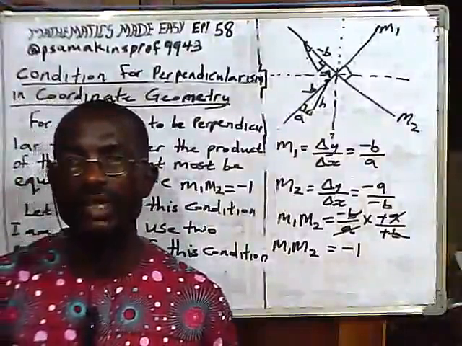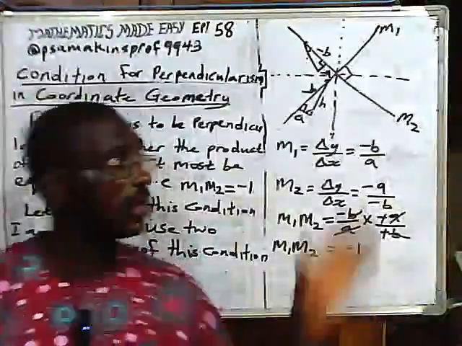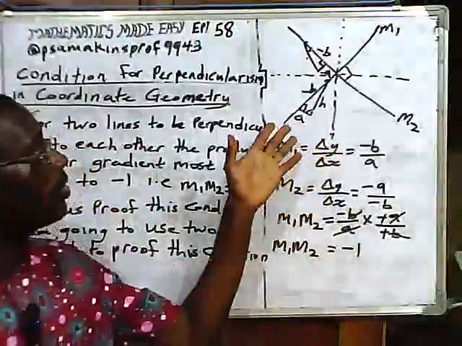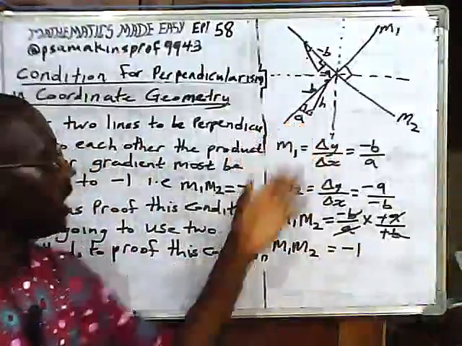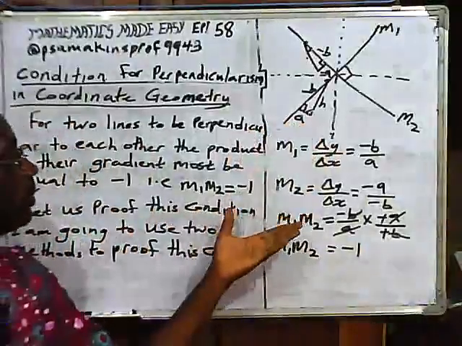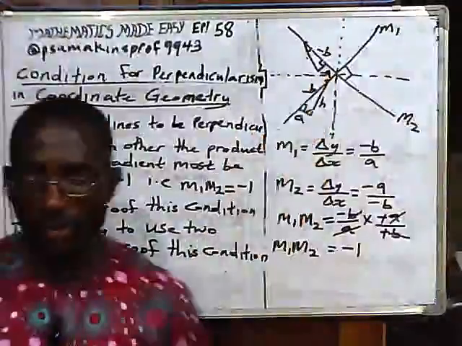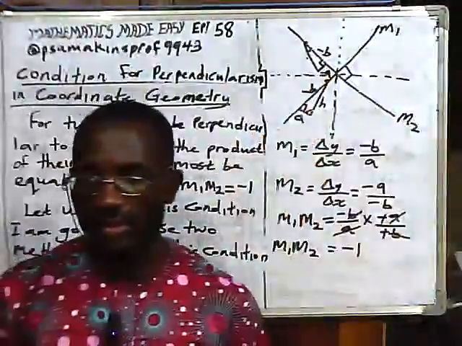On the next episode, which is episode 59, we are going to look at the second proof to show that the product of the two gradients is equal to -1 if they are perpendicular to each other.